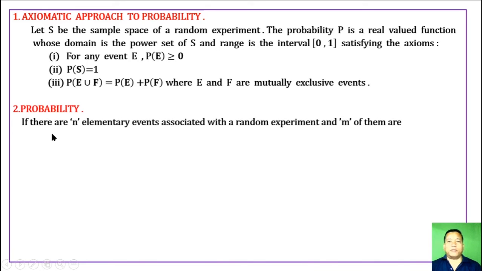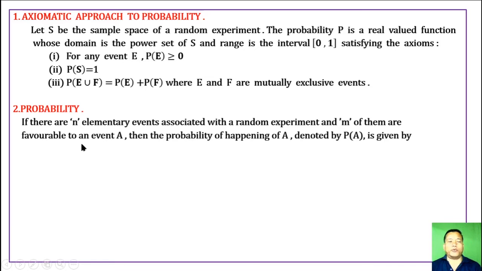Probability. What is the probability of an event? If there are n elementary events associated with a random experiment and m of them are favorable to an event A, then the probability of happening of A, denoted by capital P(A), read as probability of A, is given by P(A) equals m by n, where m is the number of favorable cases and n is the total number of possible cases. Here, an elementary event means an event consisting of only one outcome.